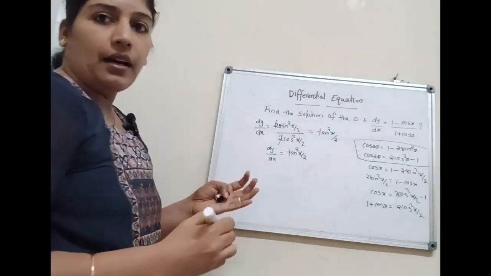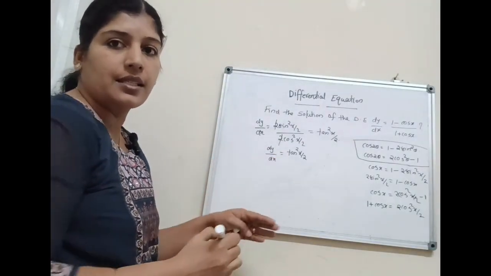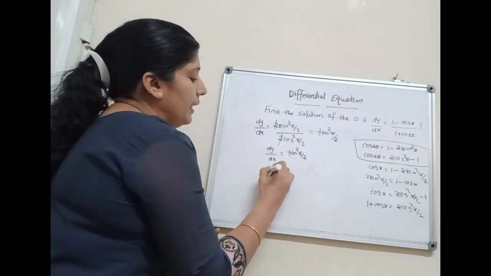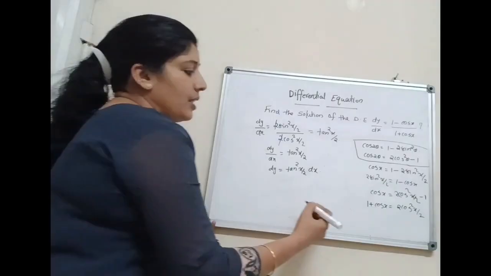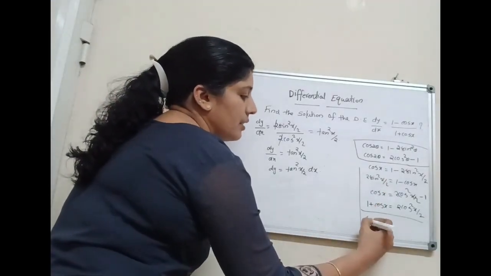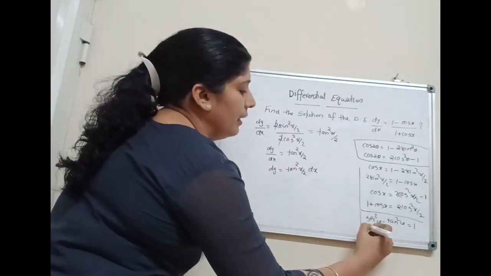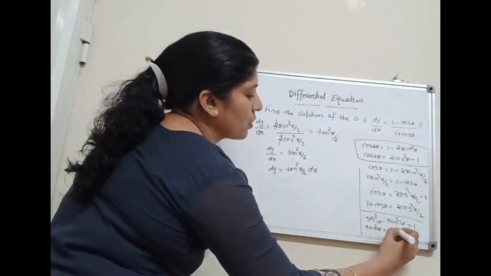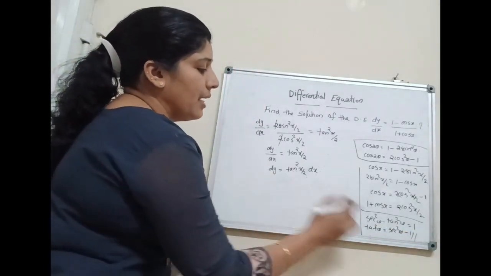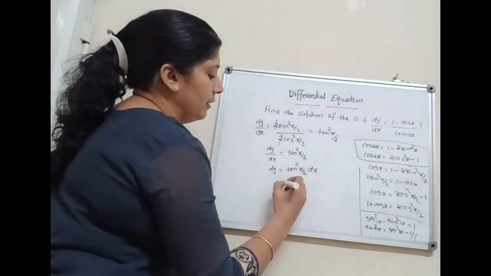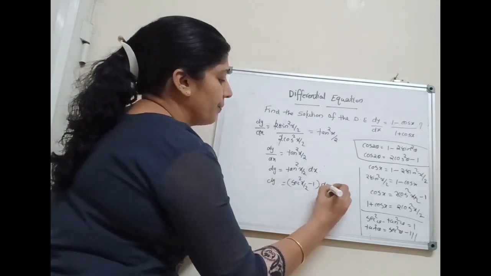Next, we have to use the variable separable method. We have to arrange the function in the form of n dy equal to m dx. That is dy equal to tan square x by 2 dx. We know that sec square theta minus tan square theta equal to 1. Therefore, tan square theta equal to what? Sec square theta minus 1. Then here tan square x by 2 can be written as sec square x by 2 minus 1. Therefore, dy equal to sec square x by 2 minus 1 dx.